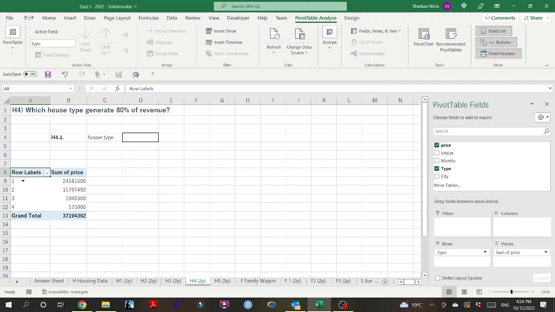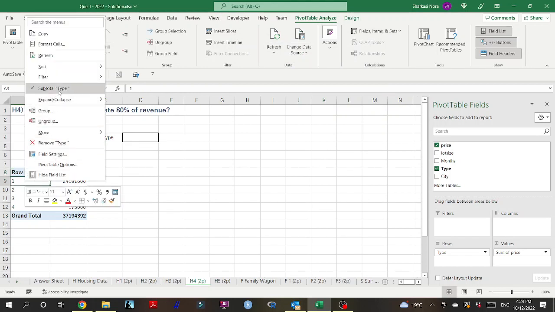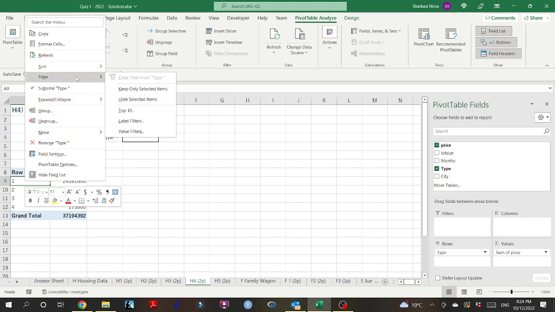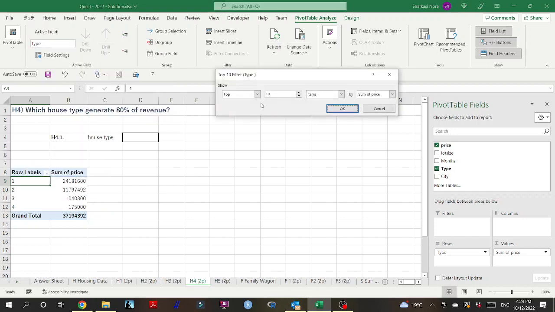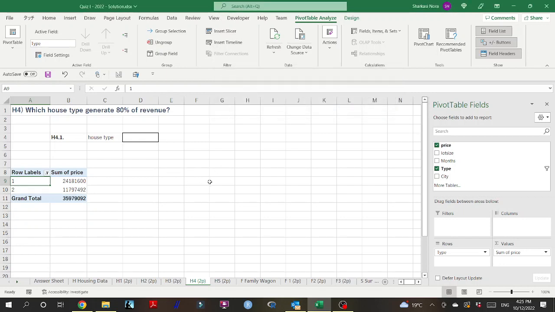So we need to find out, let me see. Top 10. So which house type generates the top 80% by sum of price. So this is it. If you take a look here, let me just show you. Here's 1 and 2 is the answer.